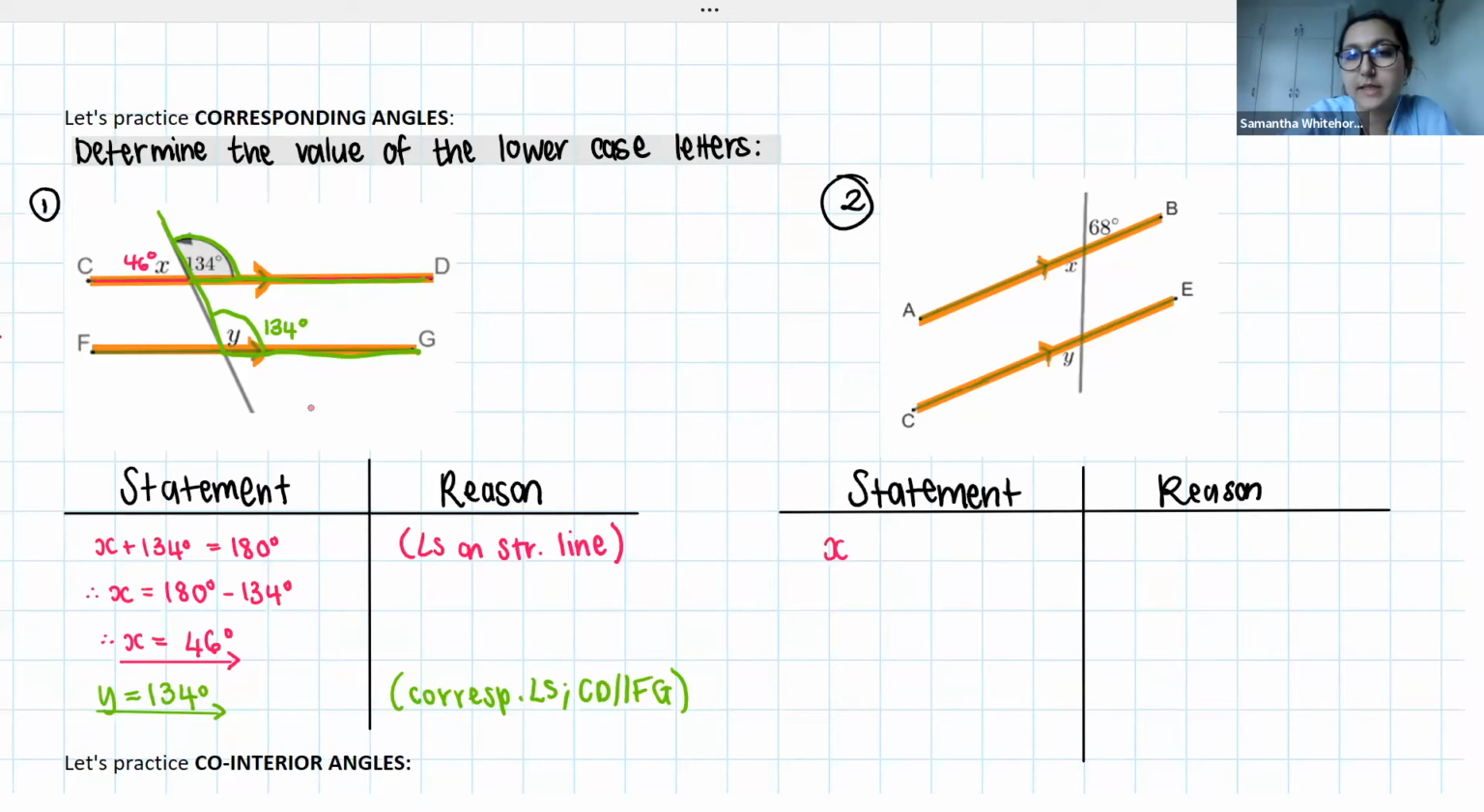So here what I see is that I've got that cross shape. And because I've got that cross shape, I can see that X and 68 are vertically opposite. So X is equal to 68 degrees because vertically opposite angles are equal.